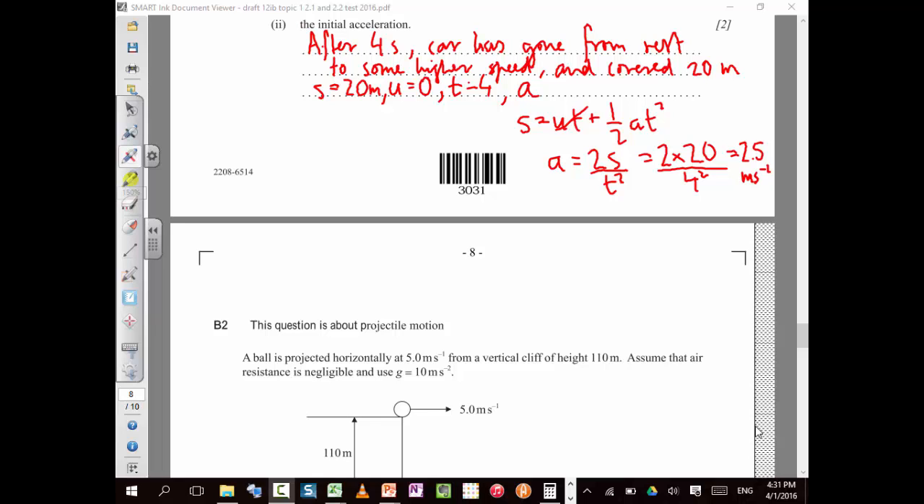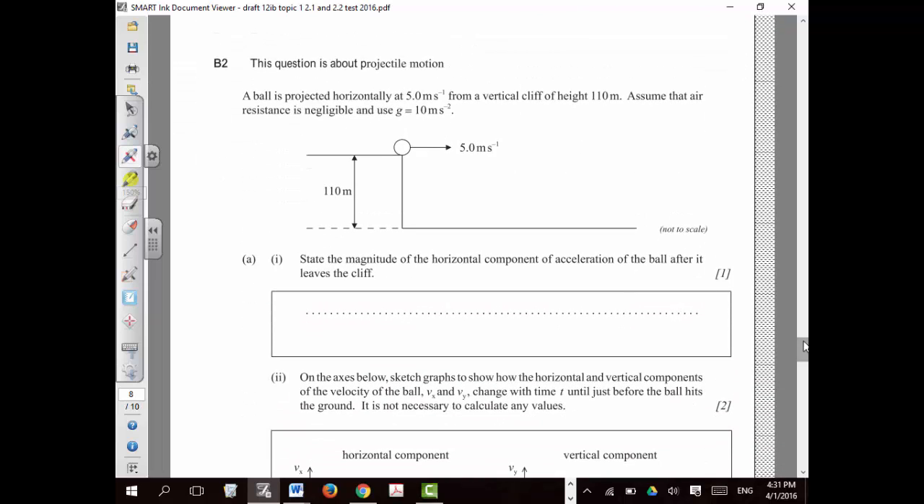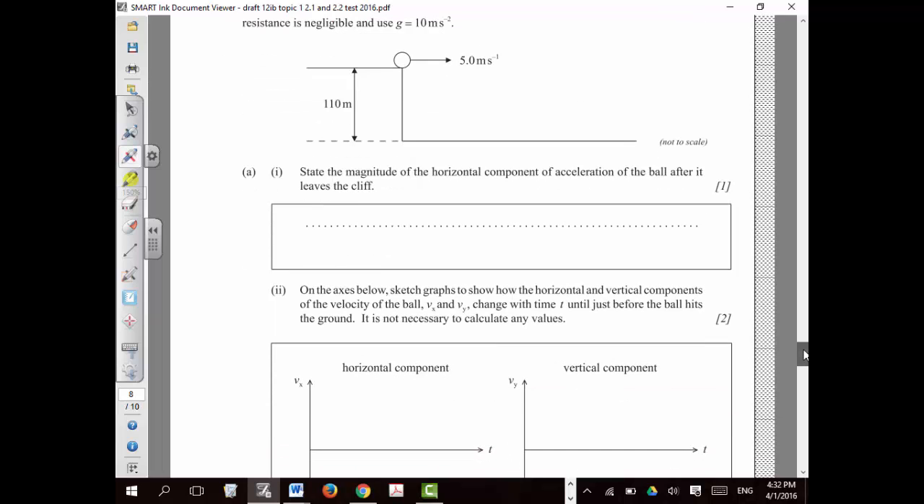Okay, question B2 says this question is about projectile motion. A ball is projected horizontally at 5 meters per second from a vertical cliff of height 110 meters. Assume that air resistance is negligible and use g equals 10 meters per second squared. We have a height of 110 and we have a horizontal speed of 5. Alright, let's have a look.